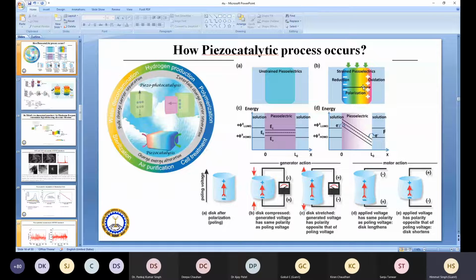And when we apply a force, like some mechanical force or strain energy, the polarization will occur over the surface, and this polarization will result in band bending and align the band with the solution. Then the electron or hole transfer, the charge transfer, will occur between this piezoelectric material and the pollutant present in the solution, and it results in the reduction and oxidation of the pollutants.